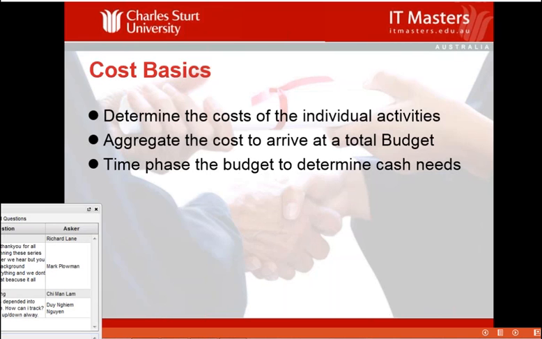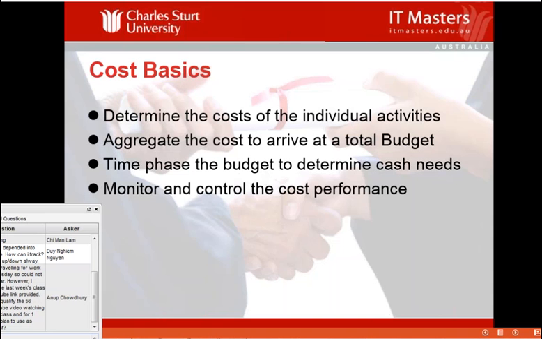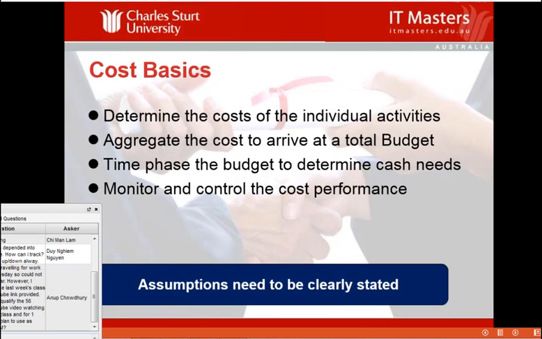Don't forget that as we go through the project, at the start we're not spending that much. As we go through the various other phases, we're going to increase our expenditure, and when we're right in the middle of our project and we've got everybody working on site, we're going to be spending the largest amount of money, and that's when we need the greatest amount of cash. Finally, once we've determined the budget, we monitor and control the cost performance to see how we're tracking against our budget. In fact, the term that we use for the time phased budget is the cost baseline.